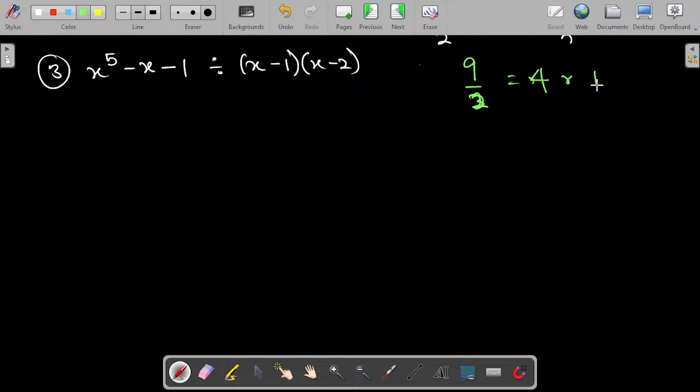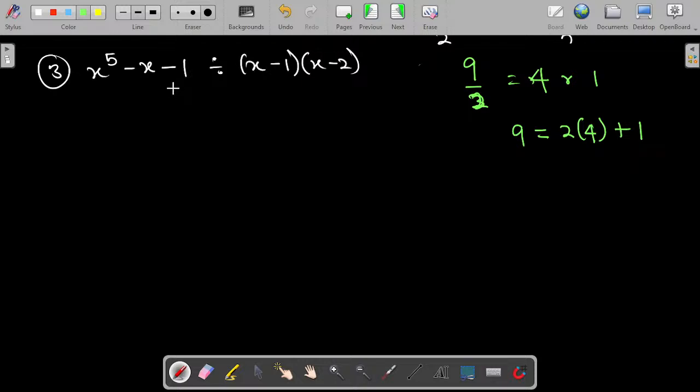That means my 9 is going to be, if you multiply what you divided by your answer, and then add back your remainder, you will get back this 9. So 2 times 4 plus 1 will give me back my 9. That's the principle we are using here.